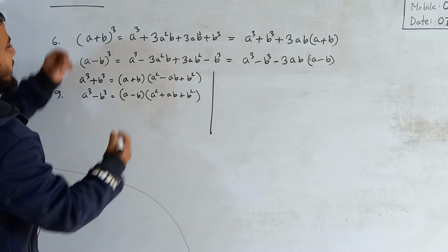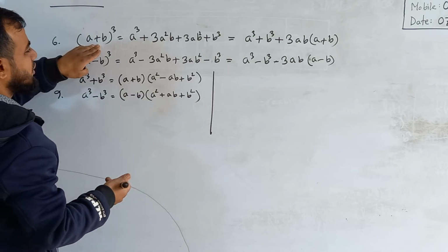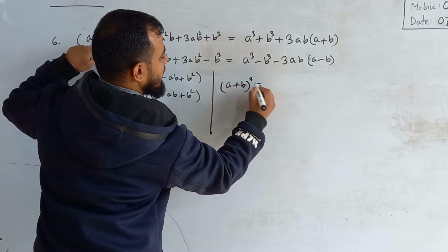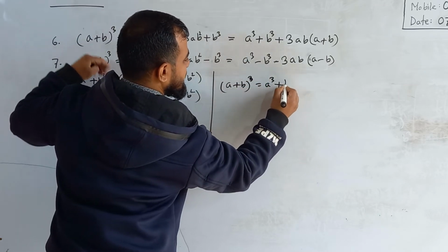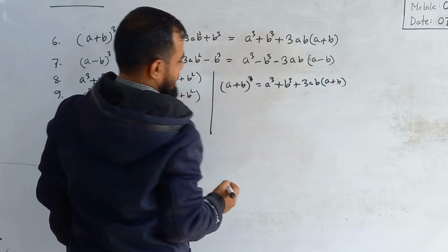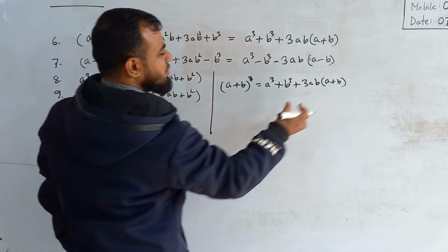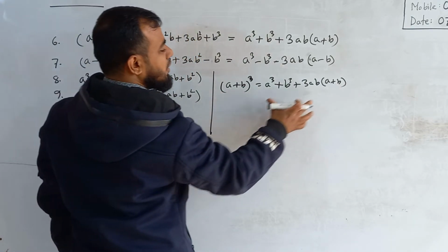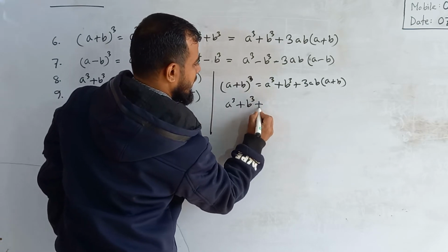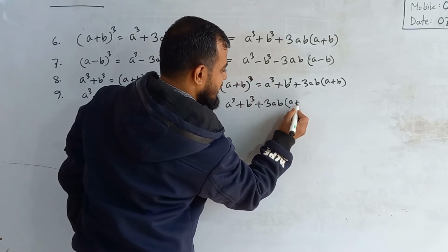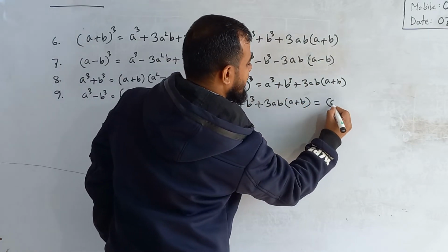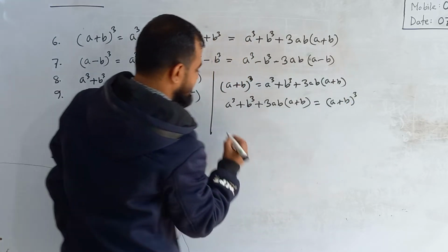The first corollary will be, if we take (a + b) whole cube, that's equal to a cube plus b cube plus thrice ab into (a + b). Now, dear students, transfer this one into the left side. The right side is a cube plus b cube plus thrice ab into (a + b). The right side you can write in the left side, and the left side's value will be in the right side, (a + b) whole cube.